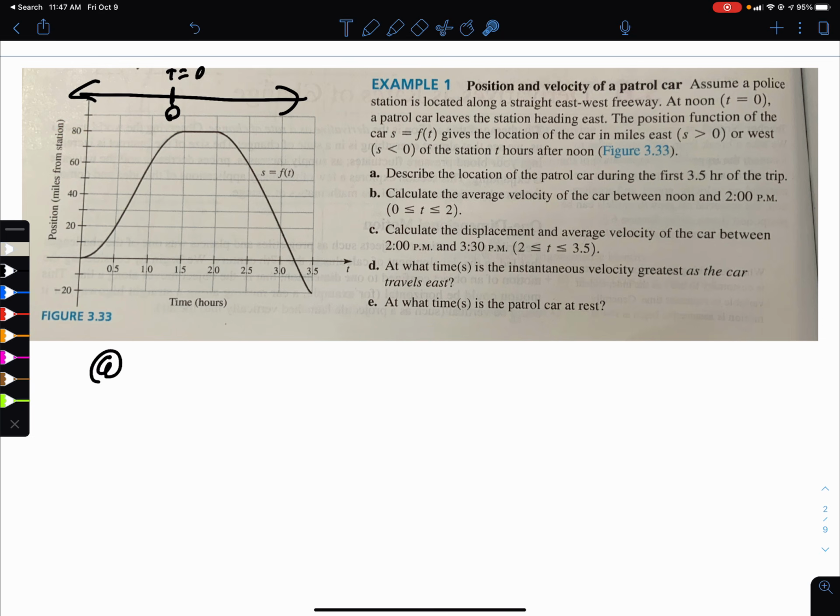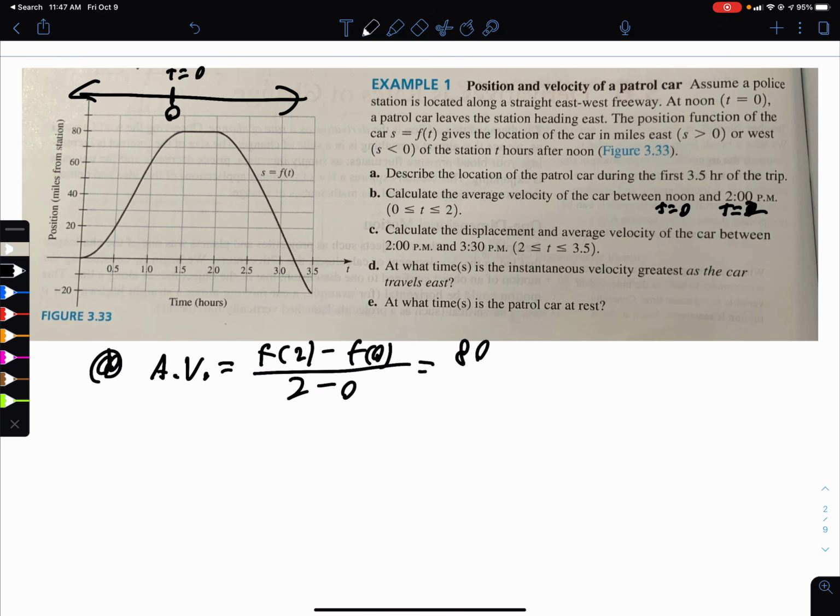The velocity is 0. Now, from here, the distance from the station is decreasing. It's moving back towards the police station. After 3.25 hours, it's at the police station. Then it moves past the police station and it moves 20 miles to the other side of the police station. So that's part A. Part B, calculate the average velocity from noon till 2. Remember, noon is t equals 0. So they want t equals 0 to t equals 2. So average velocity is f of 2 minus f of 0 over 2 minus 0. Well, f of 2 is 80. I can do that. And f of 0 is 0. I can do that.